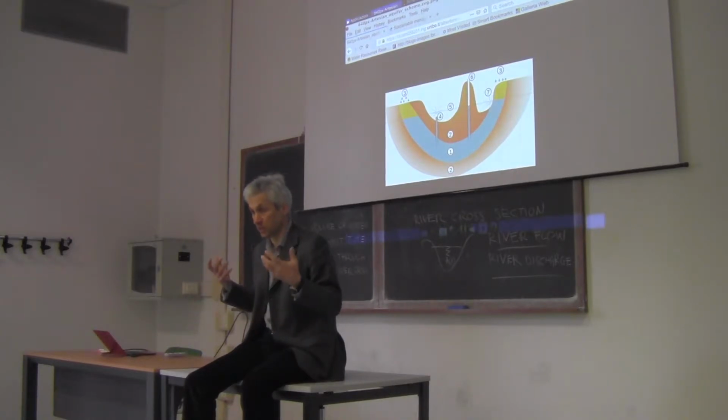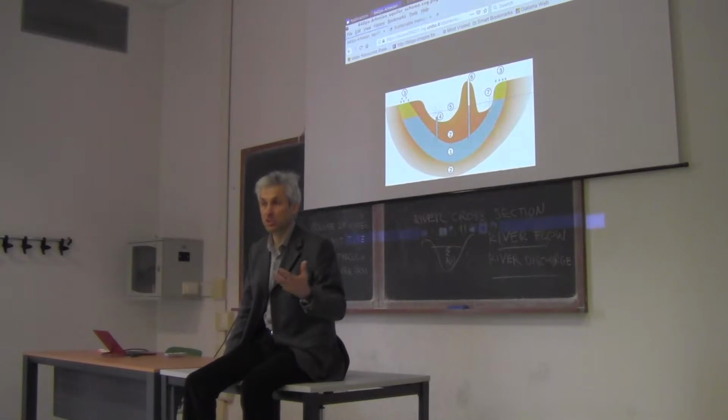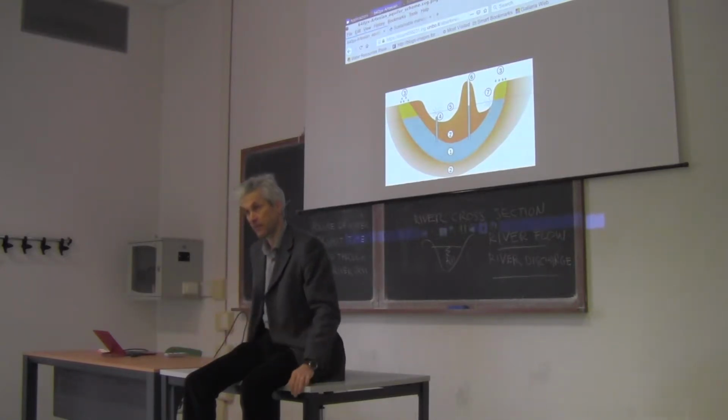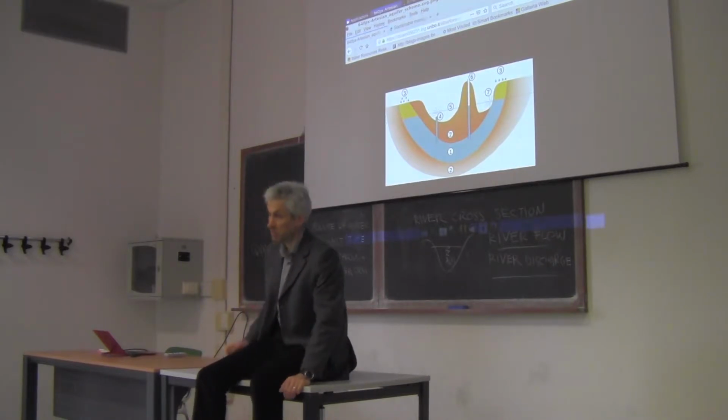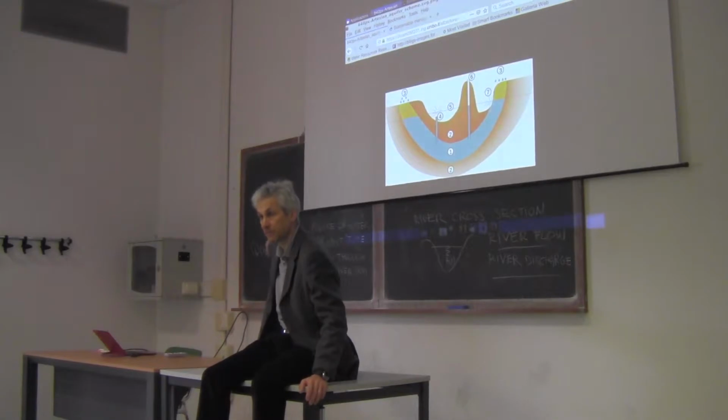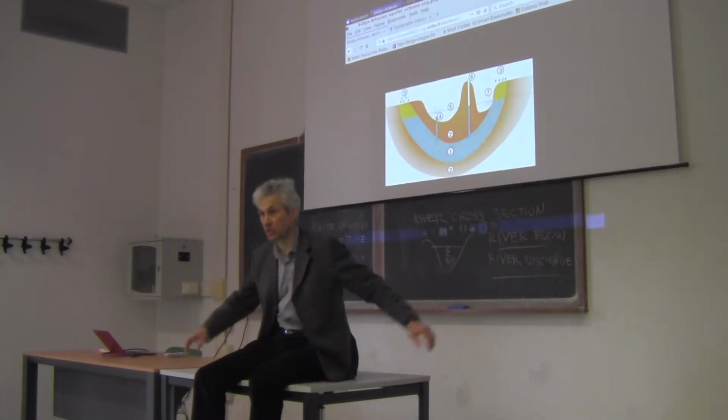So the moral of the story is that the river flow cannot be measured directly. It's not a variable like temperature, or the velocity of the river flow, that you can put an instrument in and measure. The river flow cannot be measured directly, and therefore we need to measure it through this relationship. So we measure the wetted area.